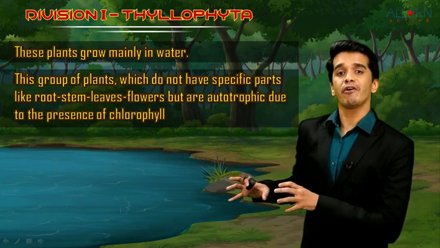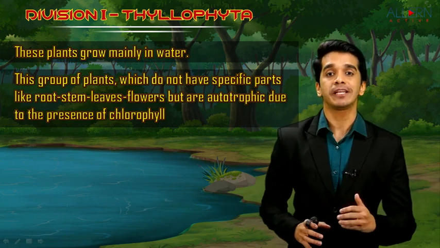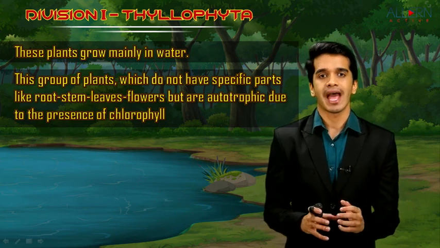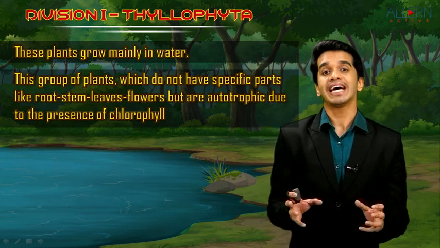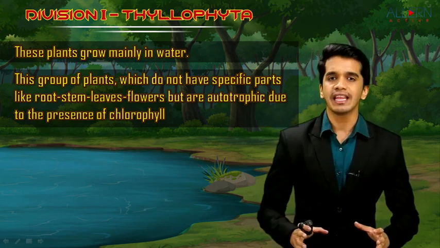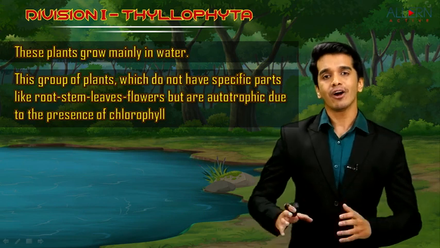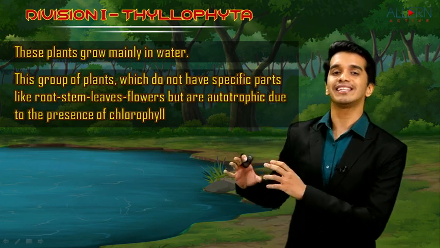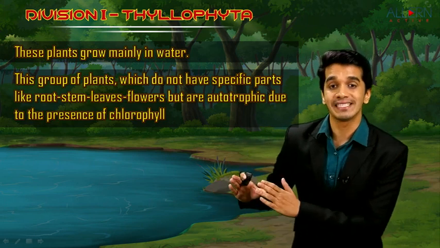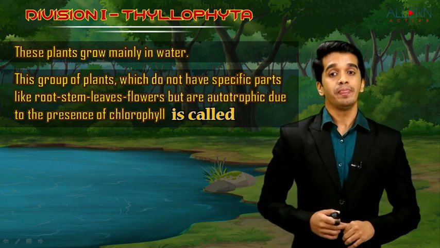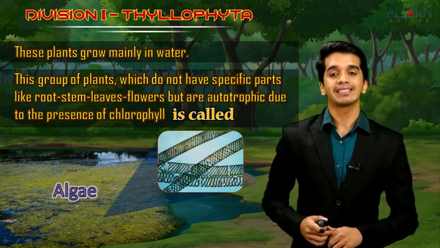Now this group of plants does not have specific parts. They do not contain root, stem, or leaf, but they are green in color. They are green because they contain a pigment called chlorophyll, and because of chlorophyll they can synthesize their own organic food. That means they are called autotrophic in nutrition. These plants are also called algae.